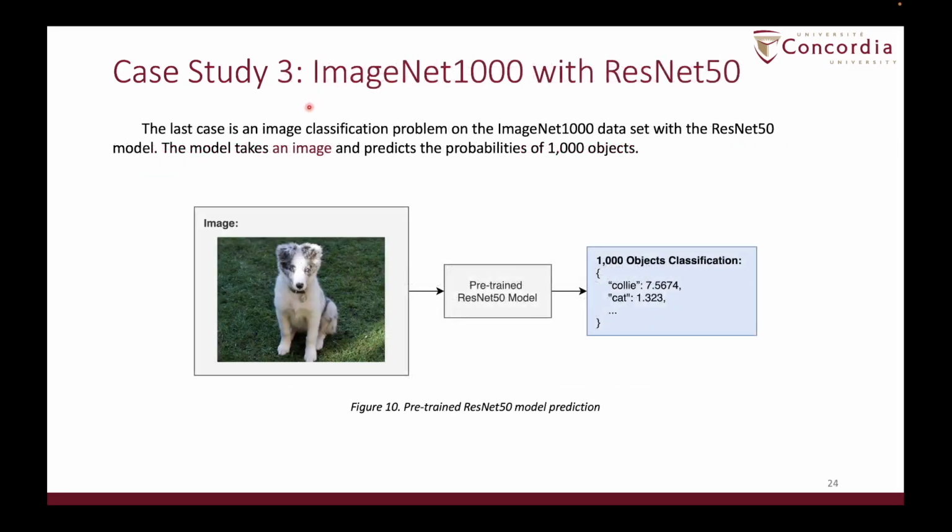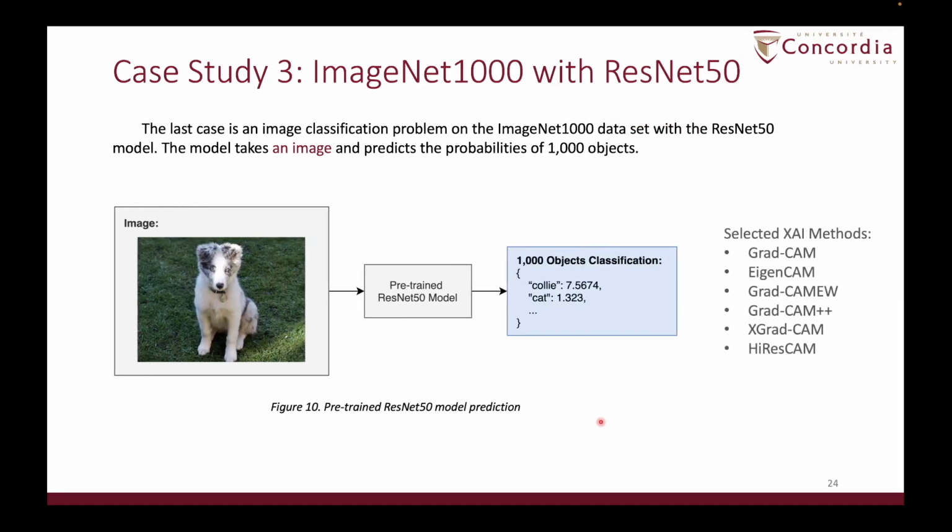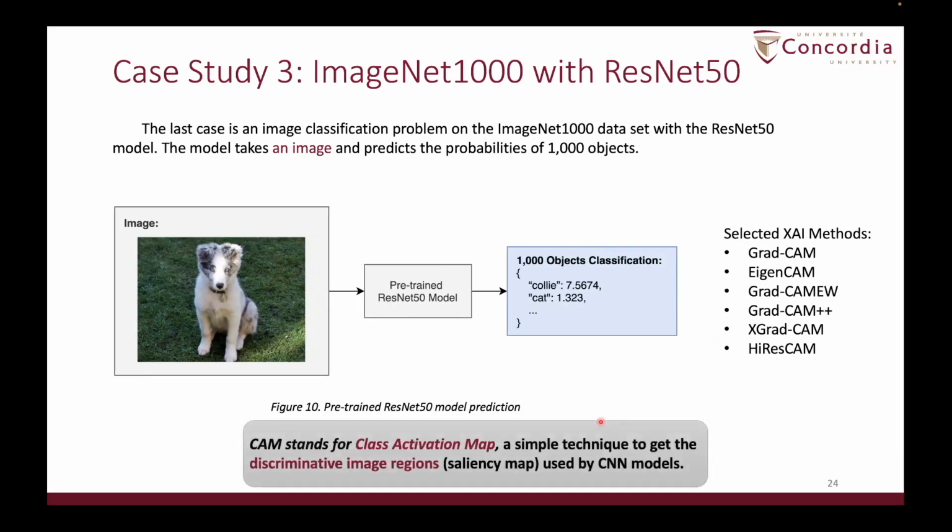The last case study is an image classification problem on the ImageNet 1000 dataset with the ResNet 50 model. In this case, we select 6 CAM-based methods. CAM stands for Class Activation Map, a simple technique to get the saliency map used by CNN models.